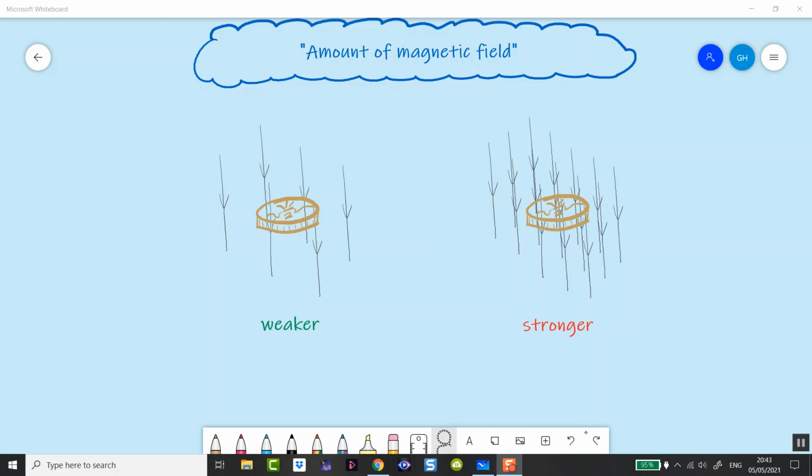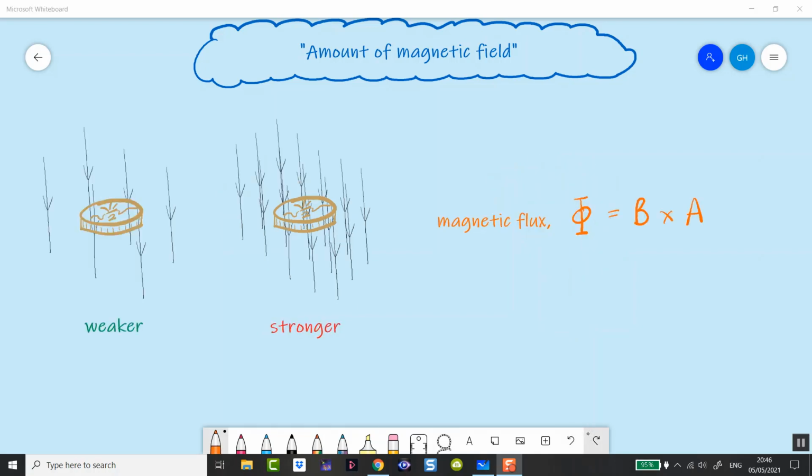It makes sense to say that there is more field in the 2p piece in the strong field than in the one in the weak field. So how much is there? Well, we calculate the amount of field in each 2p piece by multiplying the area of the 2p piece by the strength of the field, which remember is B, the magnetic flux density. The name we give to the amount of field in a given area is magnetic flux.